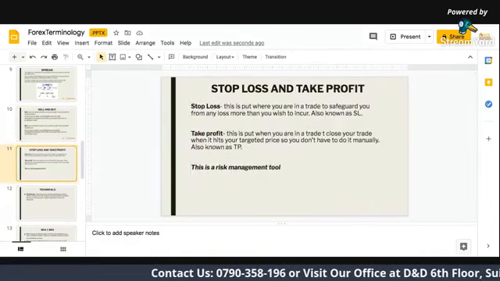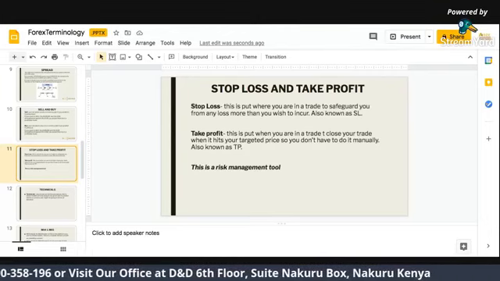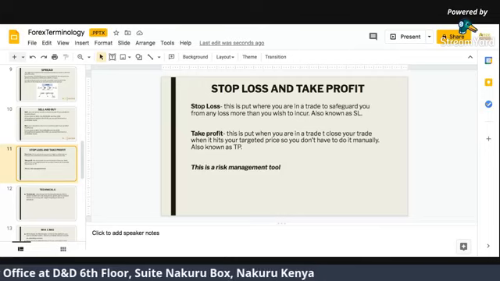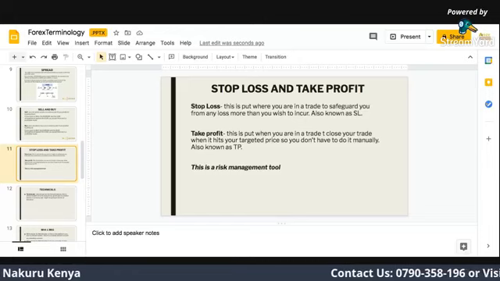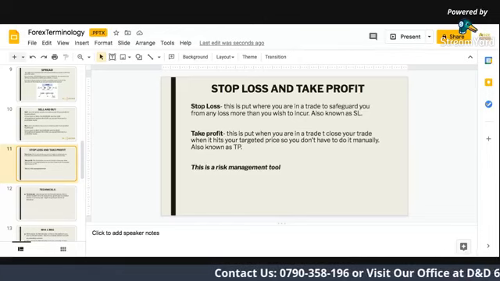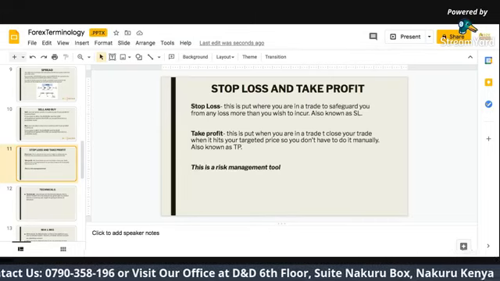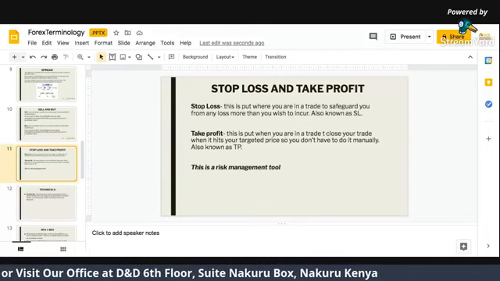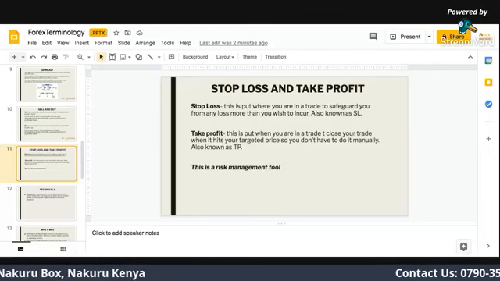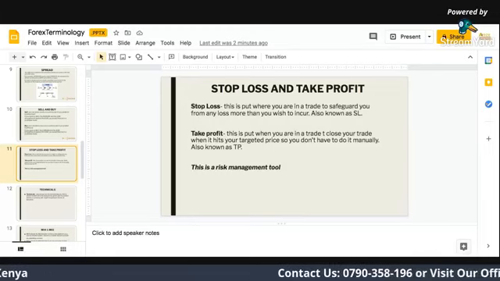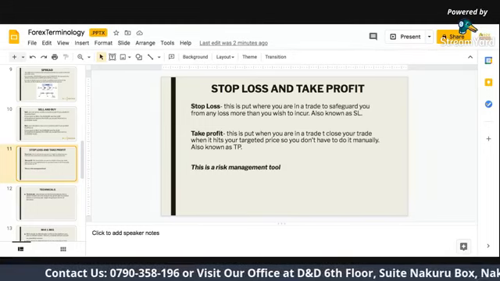Stop loss is a risk management tool. This is put when you are in a trade to safeguard you from any loss more than what you wish to incur, also abbreviated as SL. Take profit is also a risk management tool. This is put when you're in a trade. It is something automatic. The trade closes when it hits your targeted price, so that you don't have to close manually. So maybe you are traveling and you suspect you don't have internet, so you set stop loss and take profit, so that when price reaches that particular price, it closes.